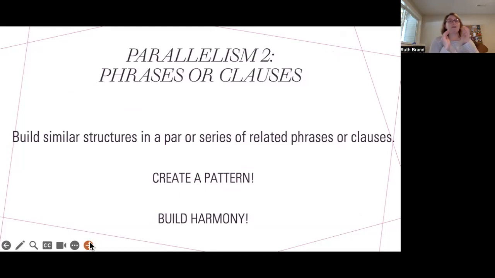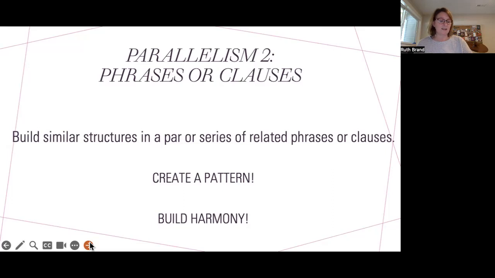And so when we did parallelism the first time, we used single words to kind of just amplify an idea, to give more details. And they create patterns, they build harmony in our writing, and good writers use parallelism all the time. And good reading helps you to see that. So if you're reading great works, you're going to see parallelism.